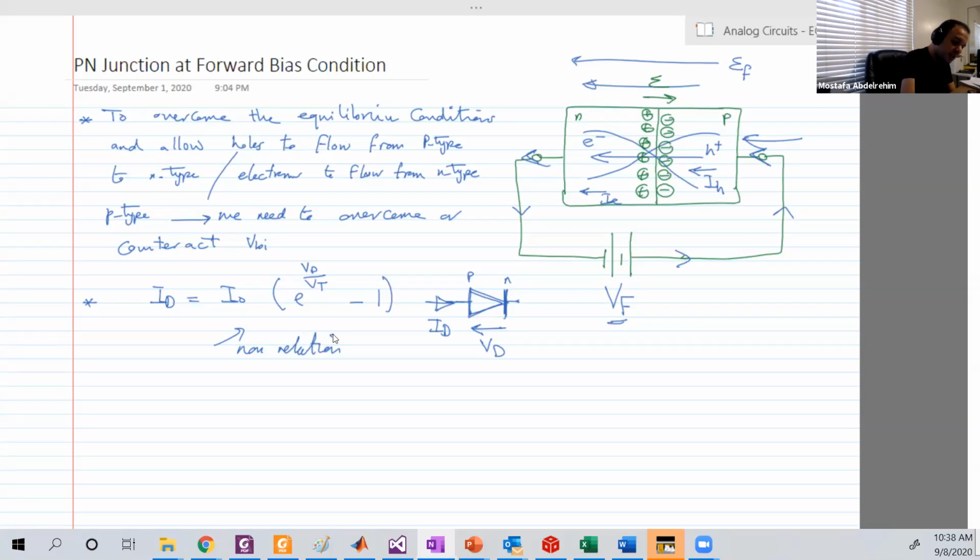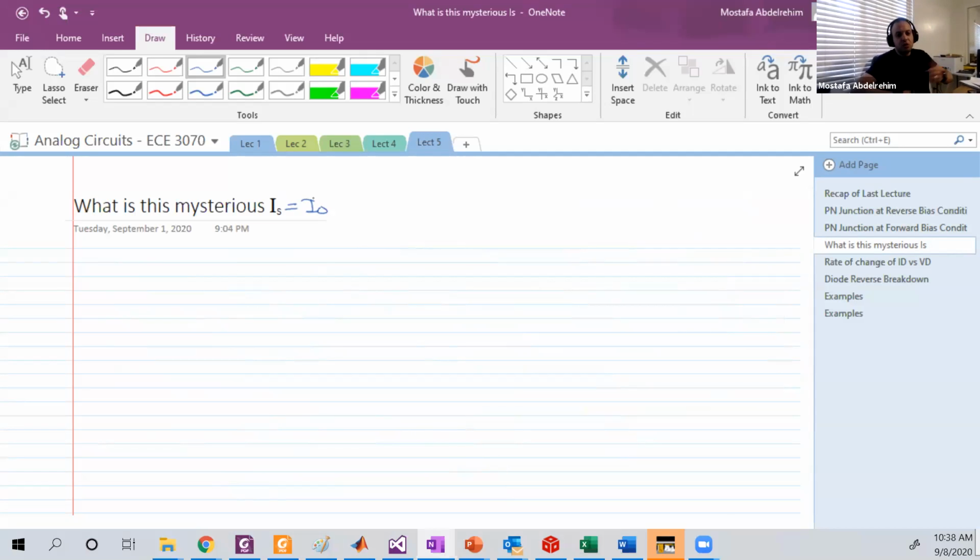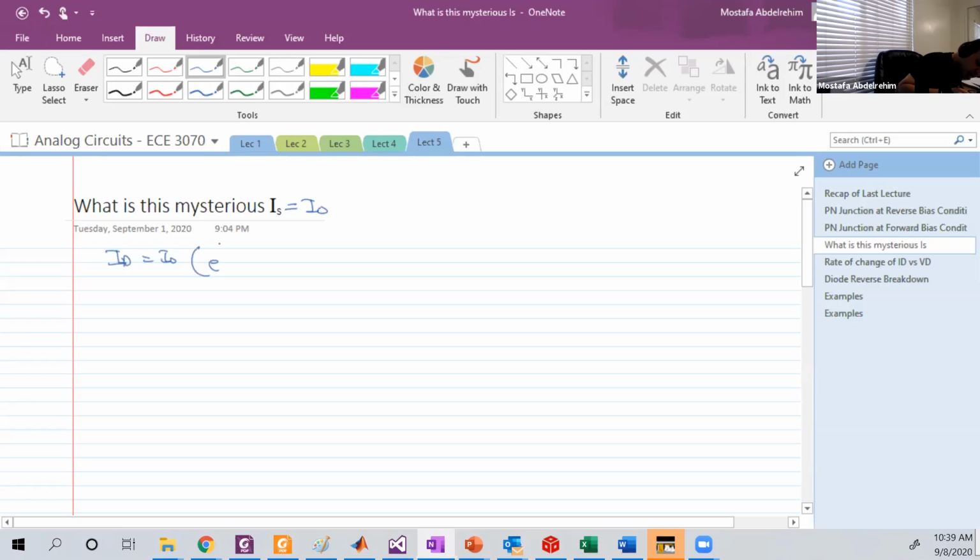Now some observations about I naught. I naught is sometimes called IS. That's very fine. You will find, and I will explain in a moment, why we can call it IS. So again, I naught, IS, whatever, that's fine. If we look at the equation, the equation tells you nothing about the device itself. So let's write it again. ID equals I naught times e to the power VD over VT, minus 1.